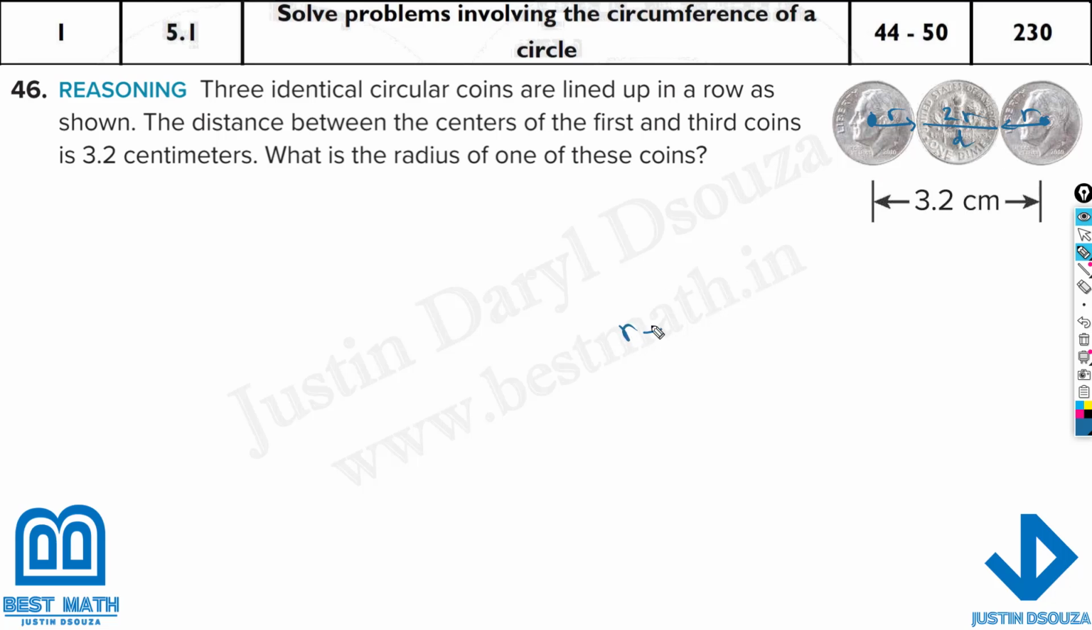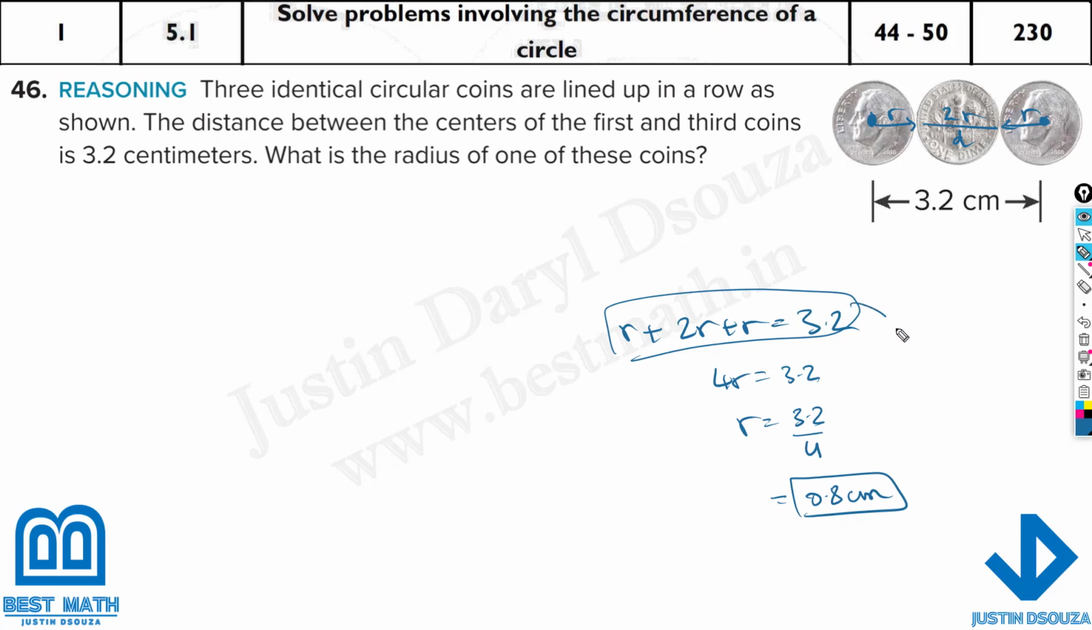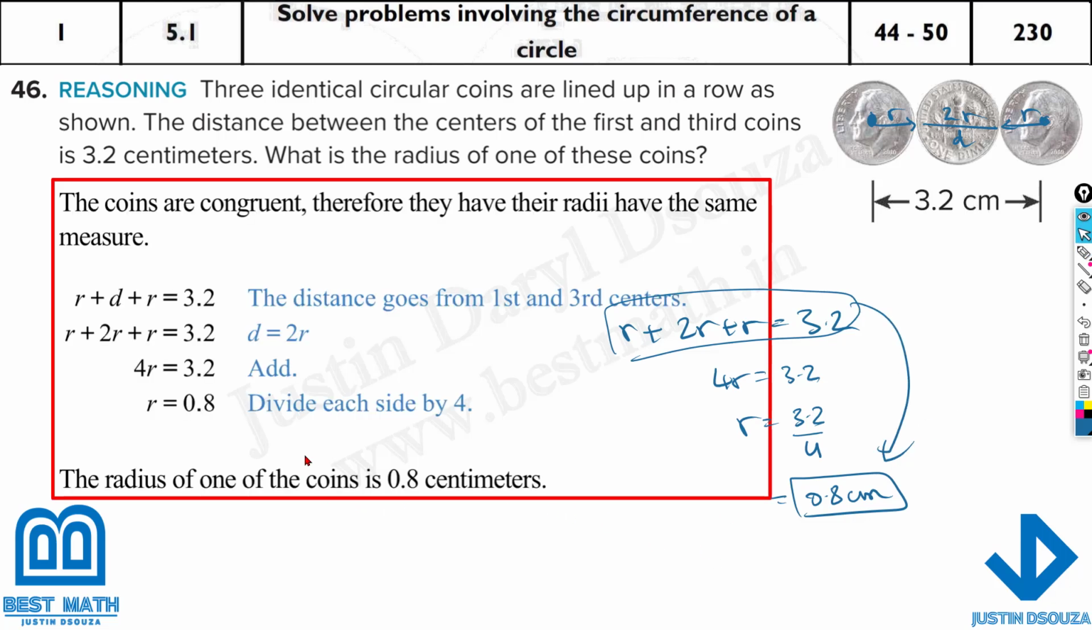So if we add them up, radius plus 2 times the radius plus radius is equal to 3.2. We can just solve this and we will get the answer. 4 times radius is 3.2. R is equal to 3.2 by 4. 32 by 4 is 8. So it will be 0.8 centimeters. Now, since it's electronic, I'll just solve this directly in the calculator and get this answer. Here is 0.8 by solving.